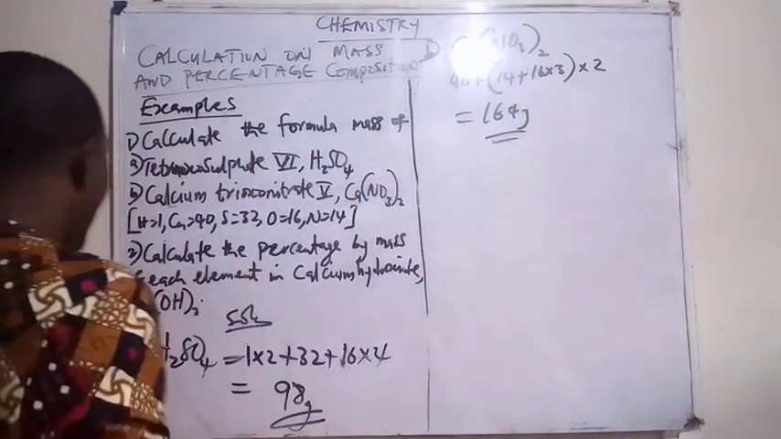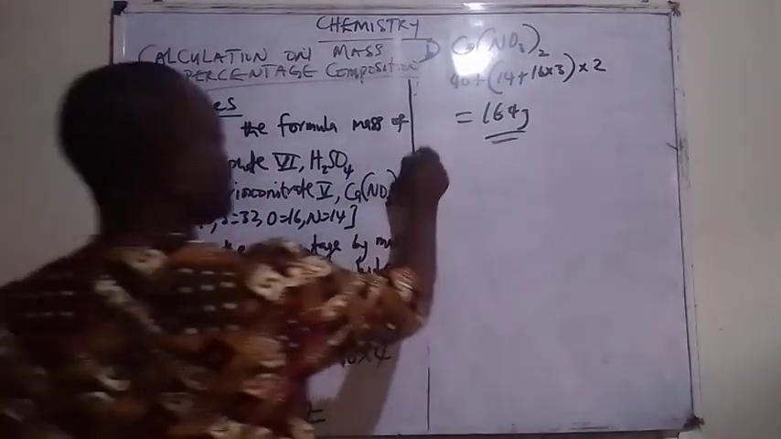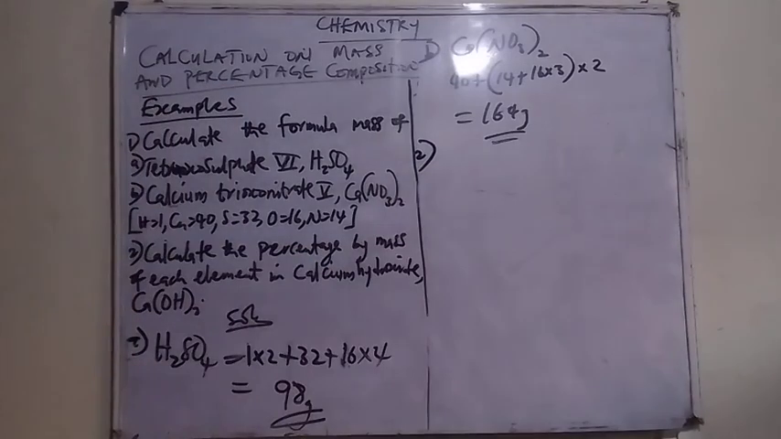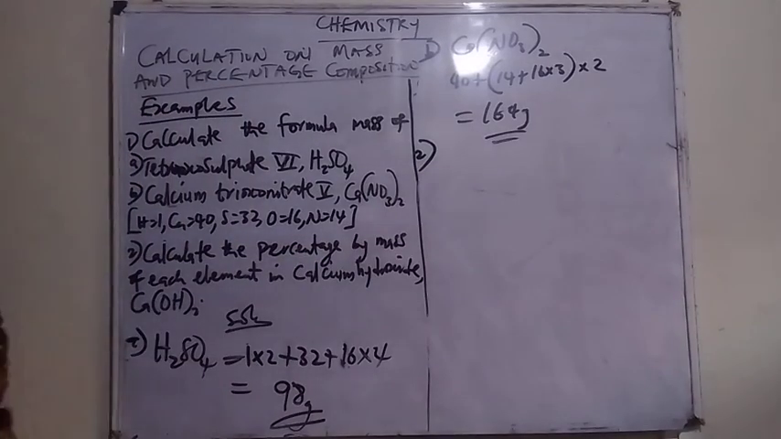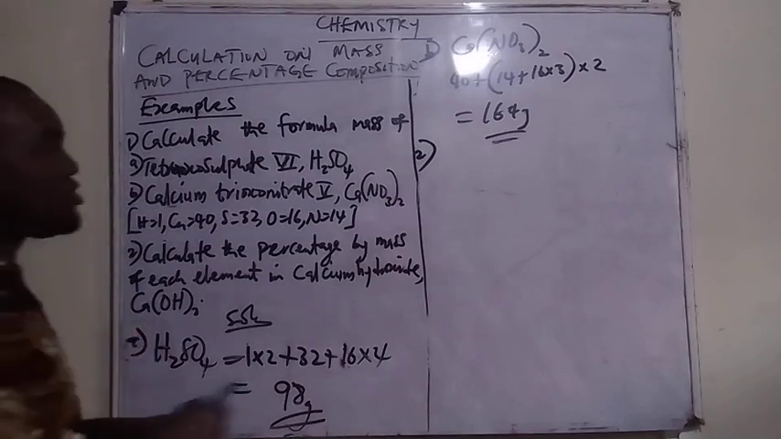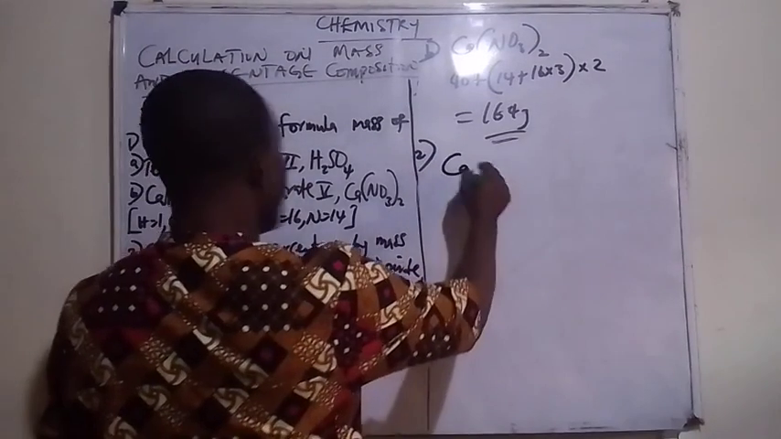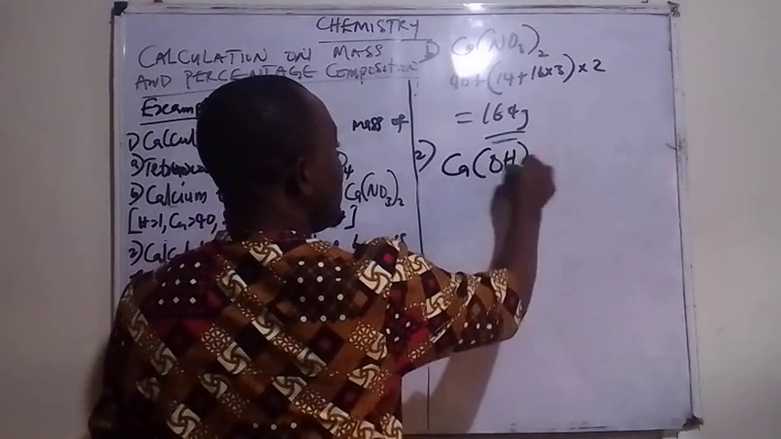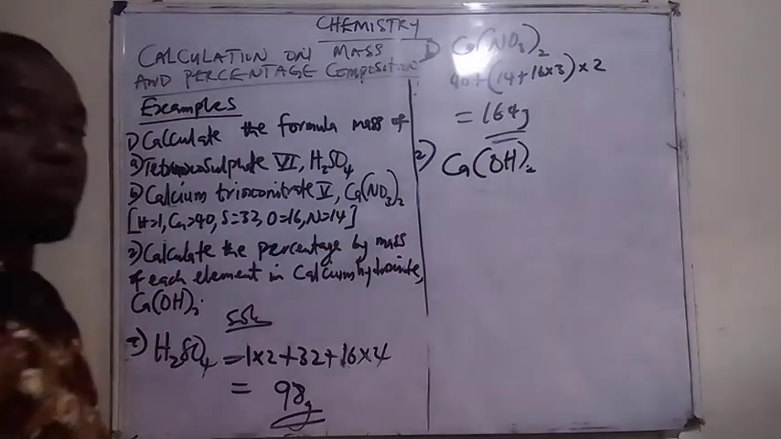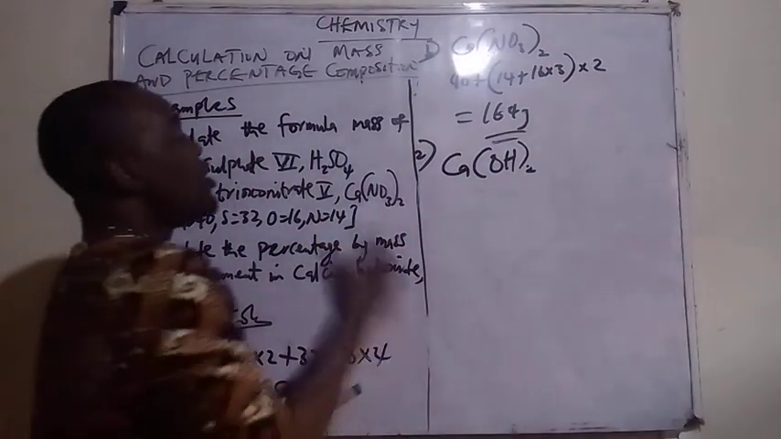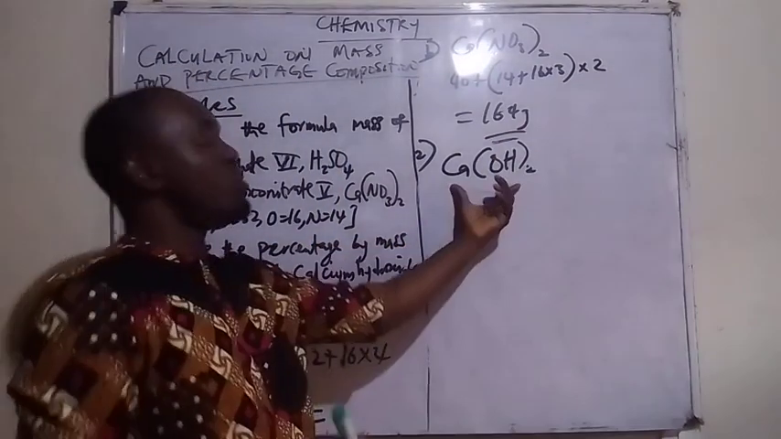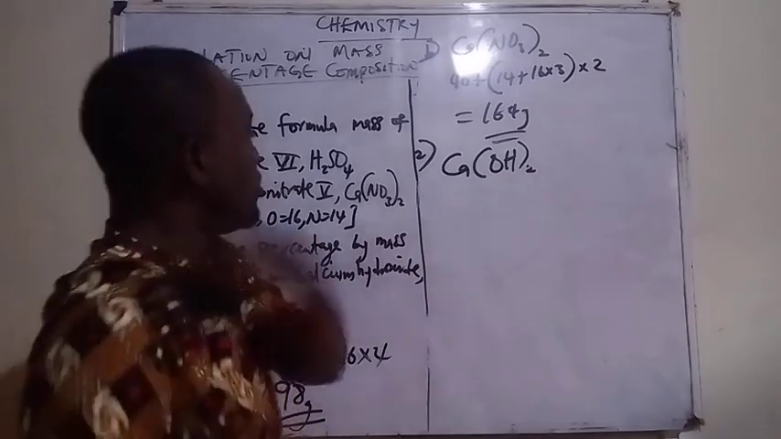Okay, so now let's check number 2. This time we are going to be looking at the percentage composition. Look at the question they gave us here. We should look for the percentage composition of each of the elements in this compound. Before we do that, we must first look for the mass of this formula.